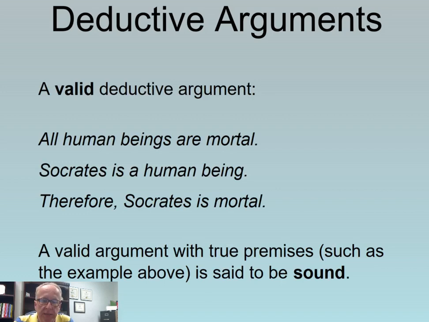Now, Socrates is a human being, therefore Socrates is mortal. Now, a valid argument with true premises, such as the example above, is said to be a sound argument.